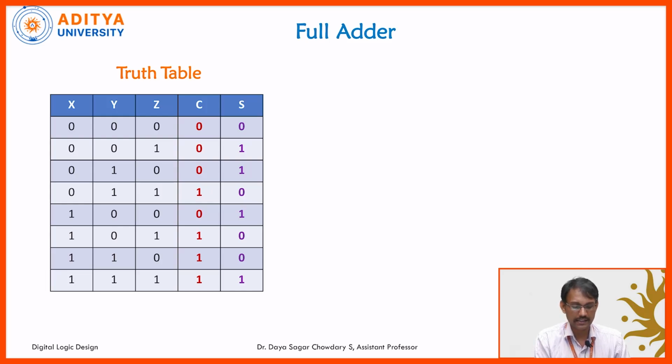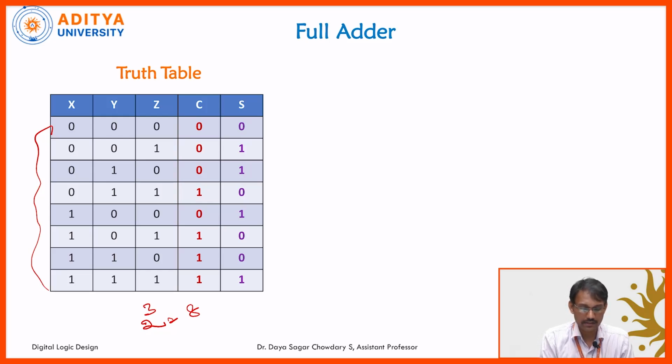So again, it contains 3 inputs. With the help of 3 inputs, we can produce 2 to the power of 3, that is a total of 8 combinations. So we already represented these 8 combinations, from 0, 0, 0 up to 1, 1, 1, and finally according to the addition, we have to follow the summation and carry.